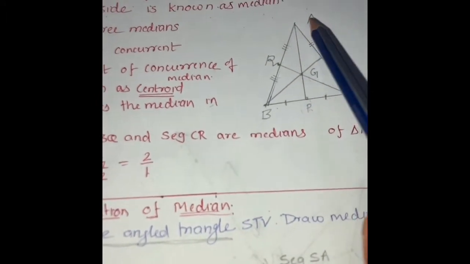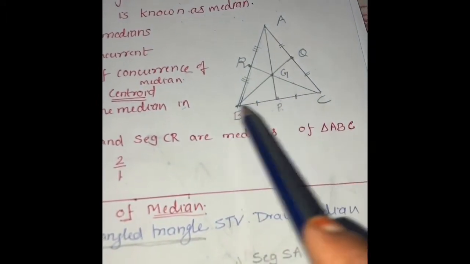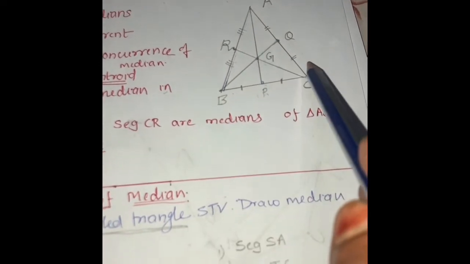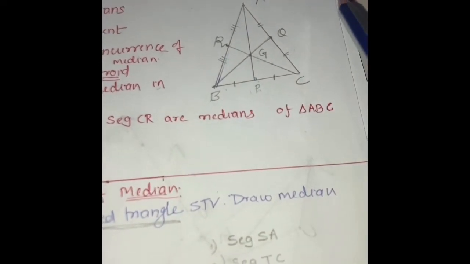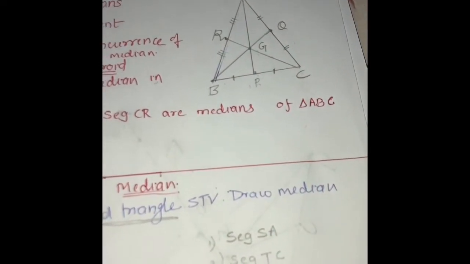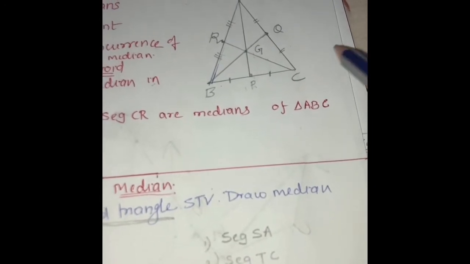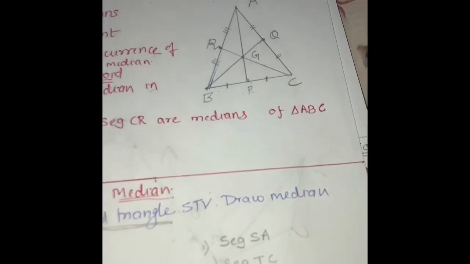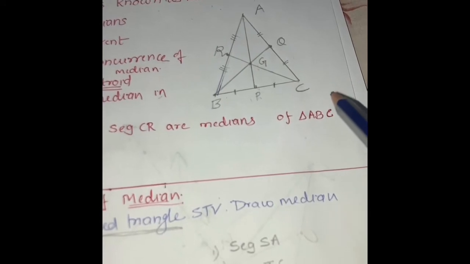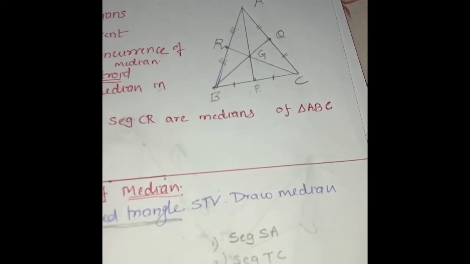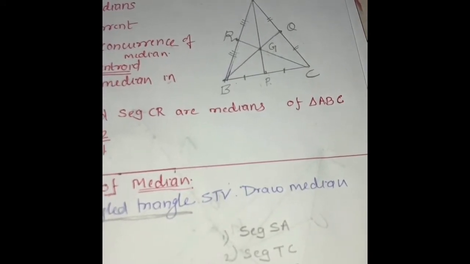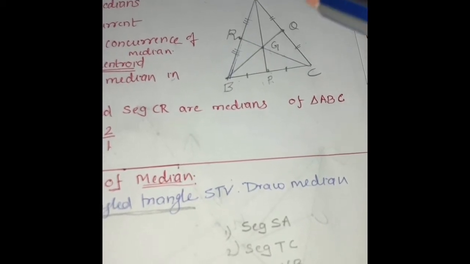Now if we come to this triangle, children, in triangle ABC there are three sides. Every triangle has three sides. So if there are three sides, each side has its own midpoint. So there will be three midpoints. If there are three midpoints, how many medians can I draw? I can draw three medians, children.